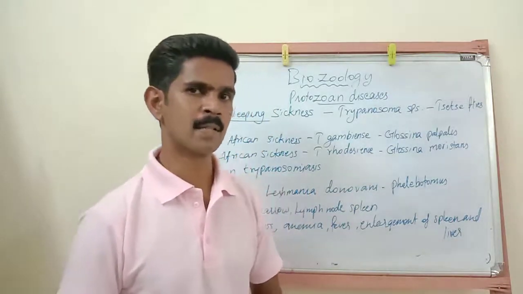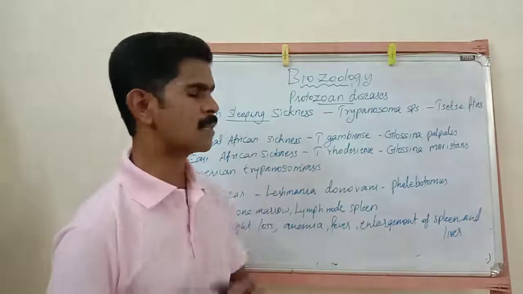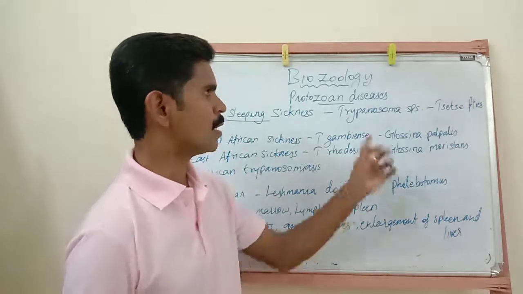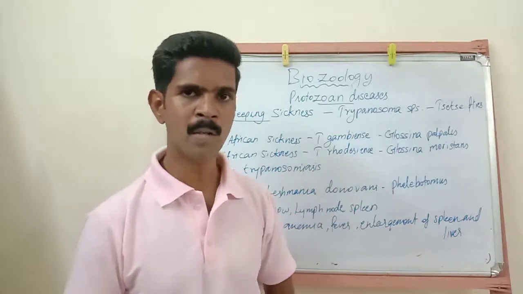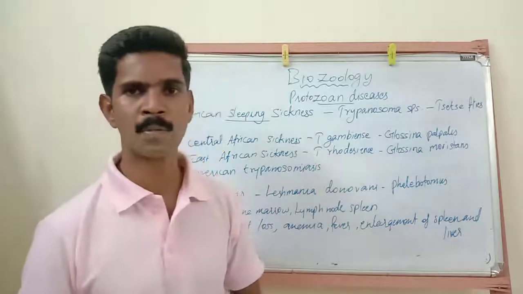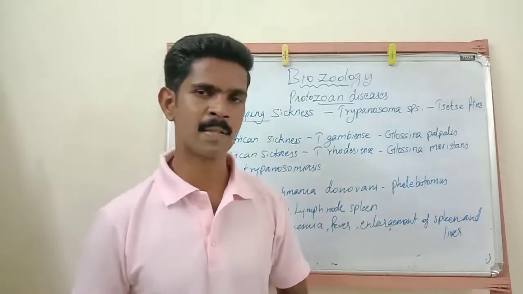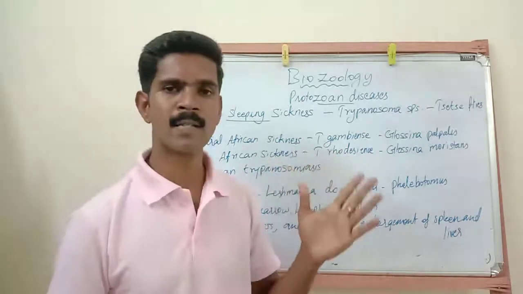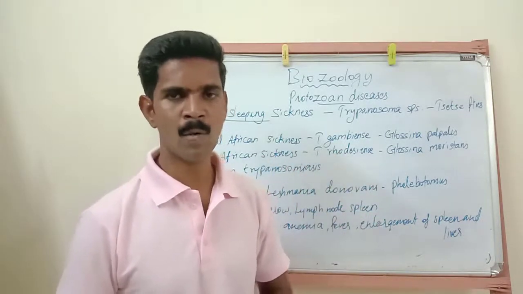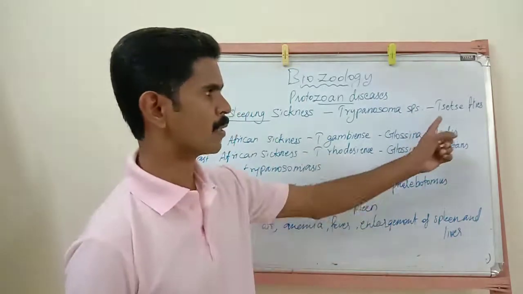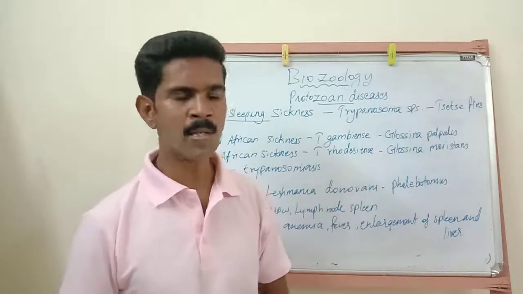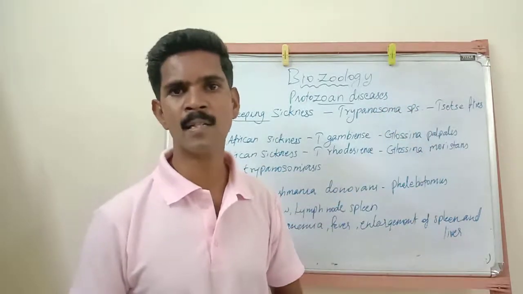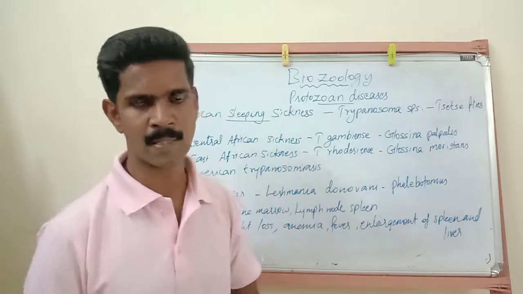African sleeping sickness is caused by a protozoan species. The name of the protozoan species is Trypanosoma species. These species are responsible for different types of African sleeping sickness. Then this disease is transmitted by a vector. A fly acts as a vector. The name of that vector is tsetse fly. These flies carry the parasite and spread this protozoan disease, African sleeping sickness.